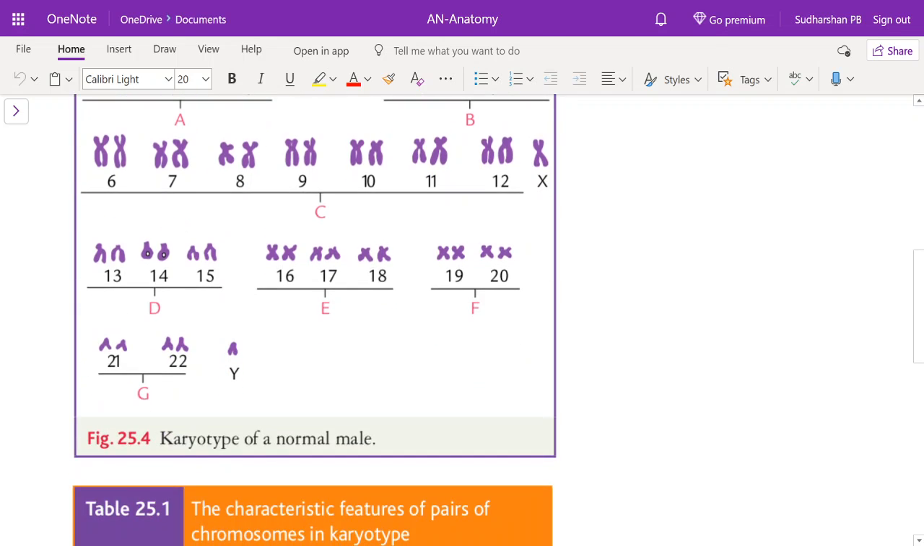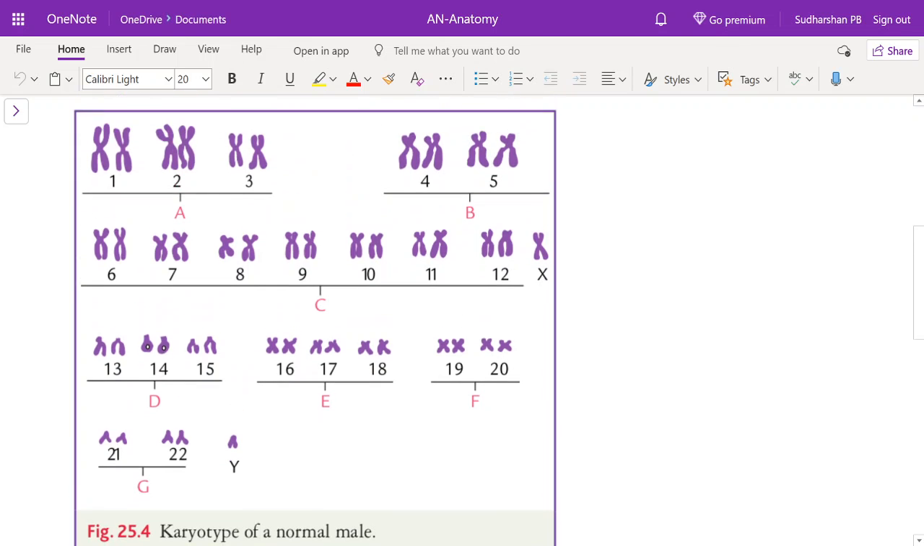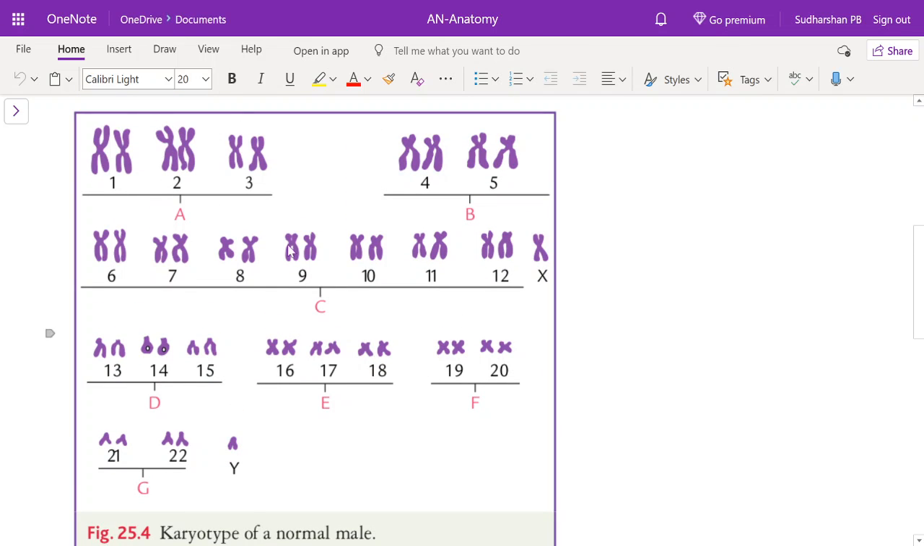So this is a typical karyotype of a normal male. We can see the figure. There are basically 7 groups, A to G.